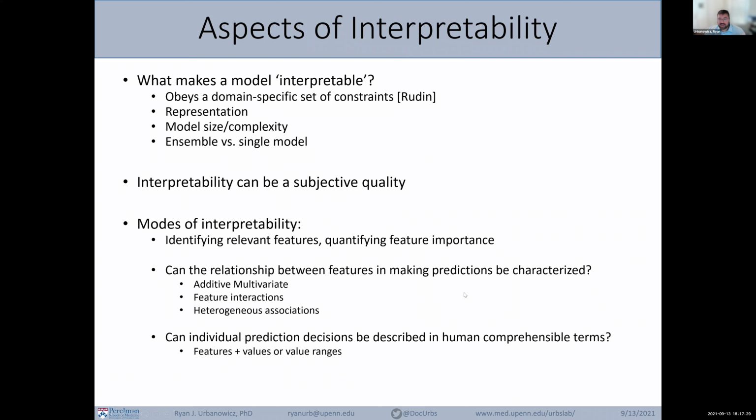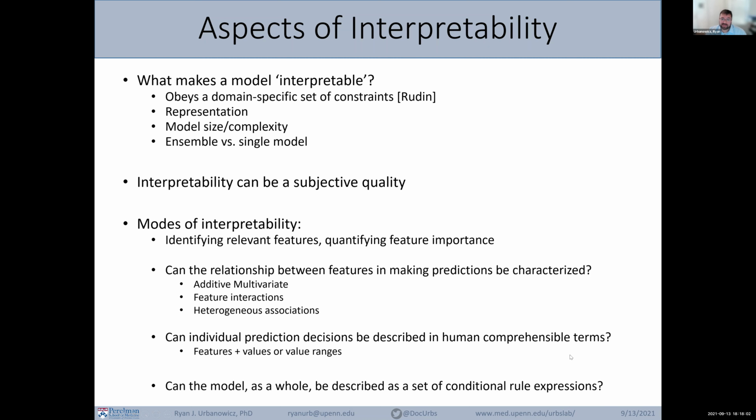Also, can individual predictions from a machine learner be described in human comprehensible terms? In other words, can we say, okay, we decided you're high risk because this feature was in this value range, and so on and so forth. And that sort of lines up nicely with rules, right? So at the end of the day, can a model as a whole be described as a set of conditional rule expressions? Because I think it's inherently the most human relatable way to understand a model is through if-then statements.